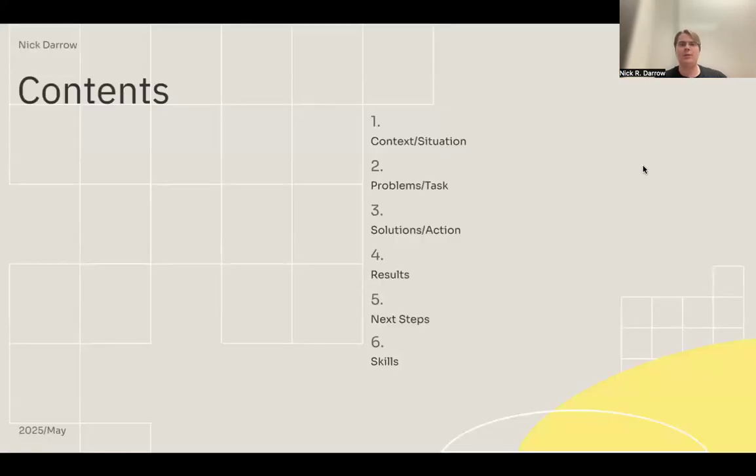Before we get started, I'll go through the structure that this presentation will follow. First, I'll talk a little bit about the context or situation of the project, some problems that I went through, the solutions to said problems, results, next steps for implementation, and some skills that I learned along the way.